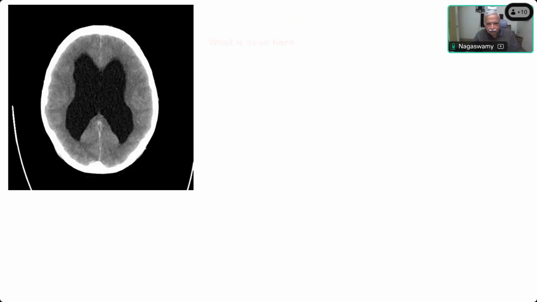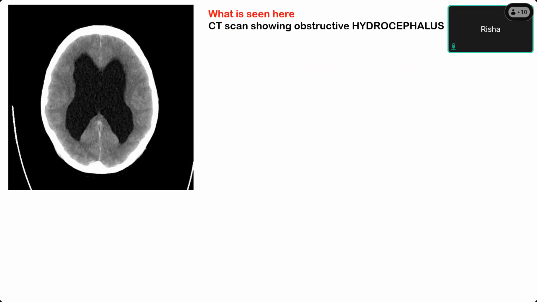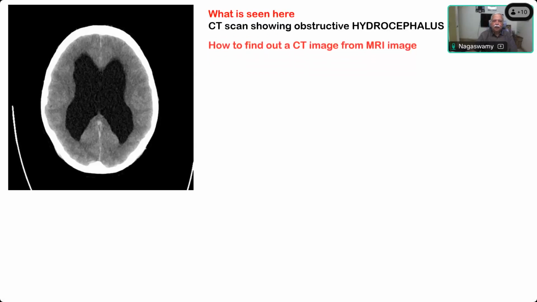Right. So here we start. What is seen here? Dilated ventricles, hydrocephalus. Dilated ventricle in an MRI or a CT scan. CT brain. CT scan showing obstructive hydrocephalus. Very good. How to find out the CT image from an MRI image?